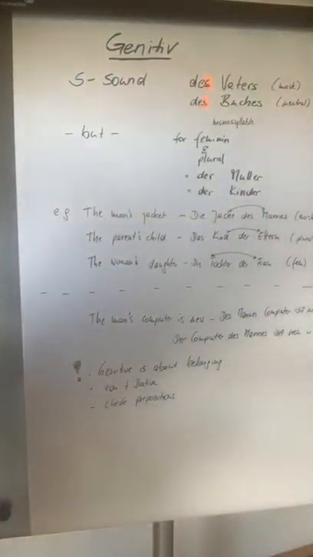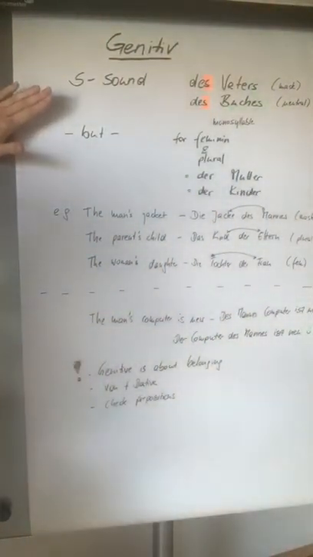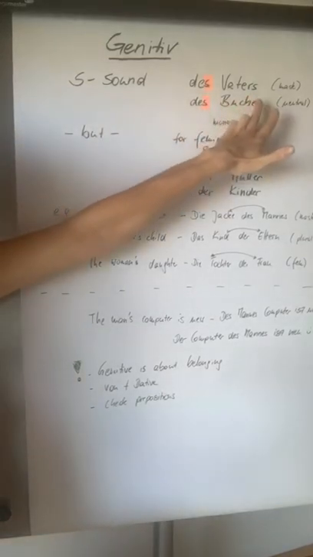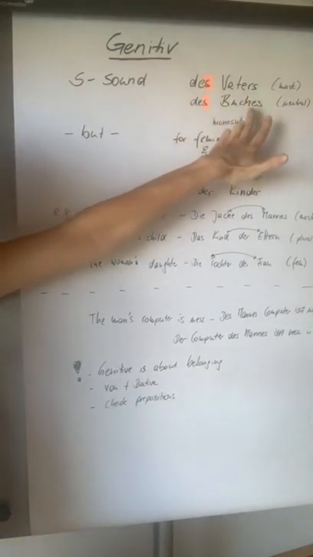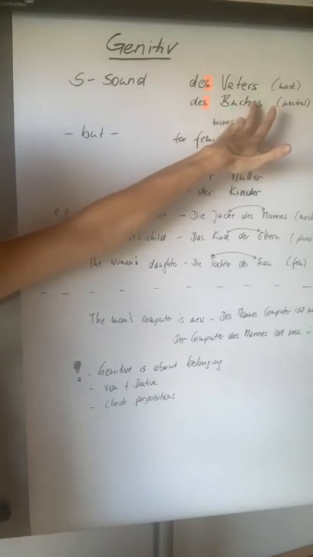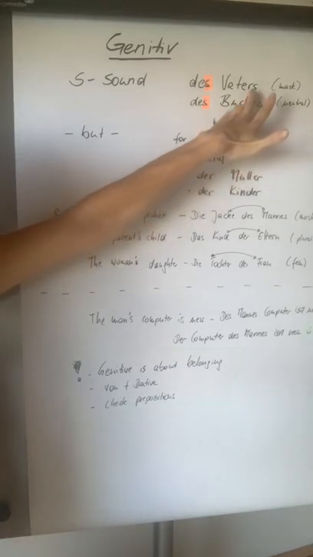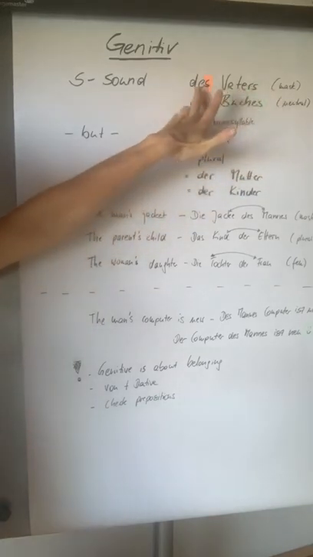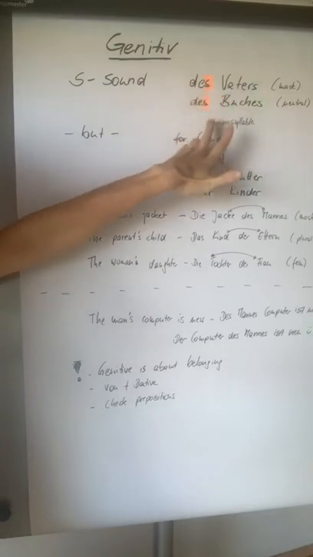Okay, so the S sound, what I say with the genitive is des Vaters. And for the monosyllable word, which is Buch, which only has one clap, we put an E on the noun as well. We say des Buches. So the noun gets an S and also des. That's the typical genitive sound.